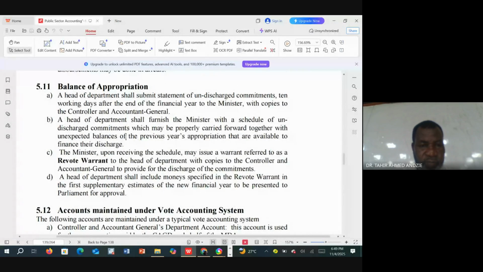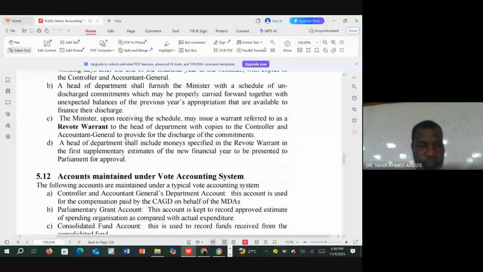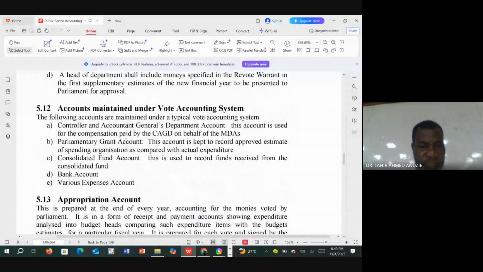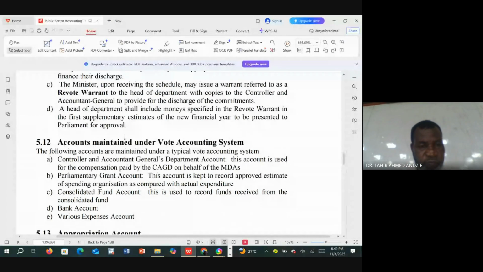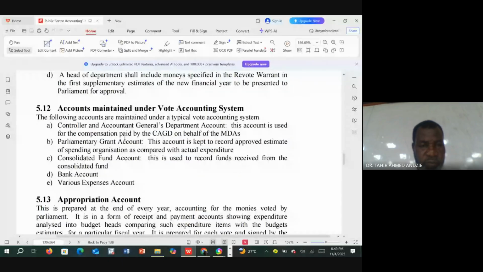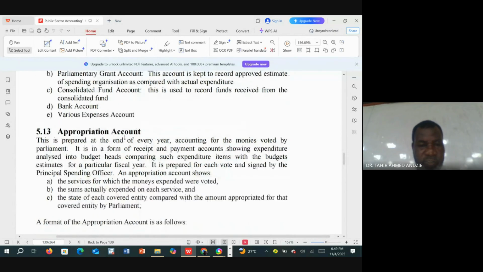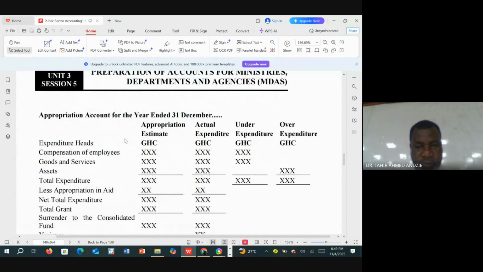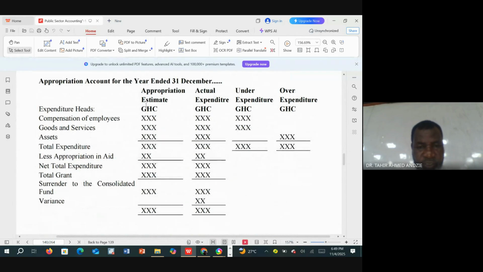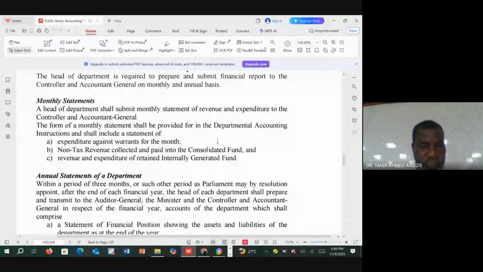Okay. Appropriation, balance of appropriation, and revote warrant and all that. Then accounts maintained under the vote accounting is what we looked at. We look at the appropriation, that is the estimate, that is the budget, the actual, and then the difference between the actual and budget, whether it is under expenditure or over expenditure. Okay, so that's how it is done.